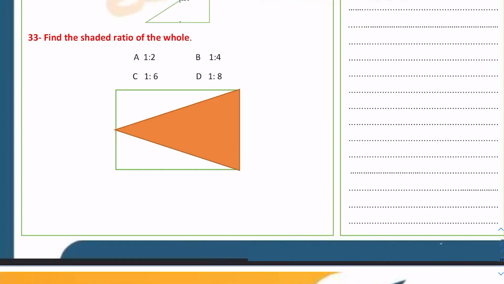Question number 33. What is the ratio of the triangle to whole? If I have a triangle inside a rectangle, this will always be half the area of the rectangle. This is a rule.